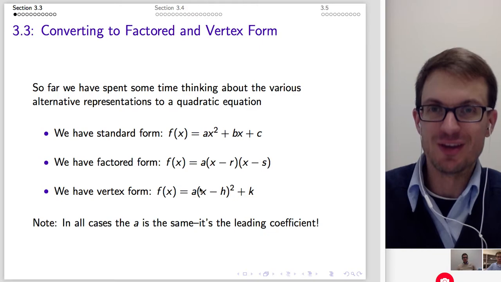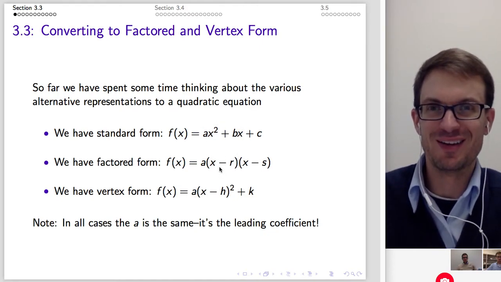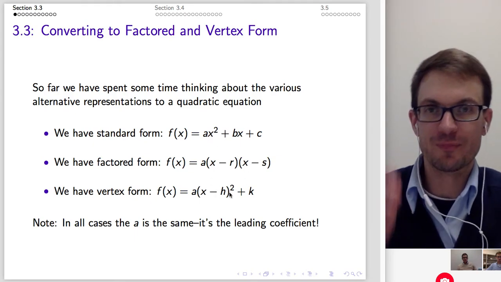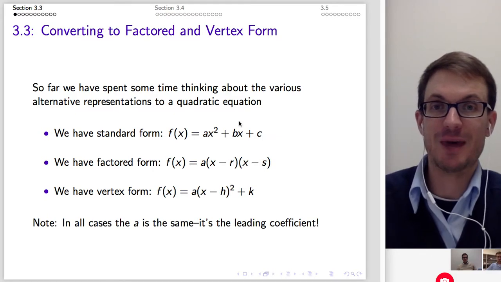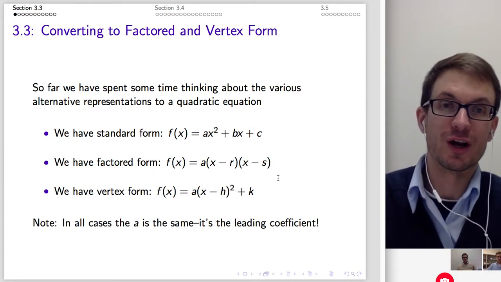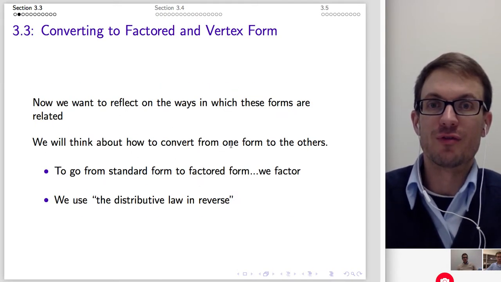How do we go between these? Well, it turns out going from standard form to factored form, you just factor, right? And going from standard form to vertex form, well, you have to complete the square. Going the other direction is really easy. Just expand and you can get back to standard form. Okay, so now we're going to go over that more carefully. That's the idea with section 3.3. So think about how to convert from one form to the others.